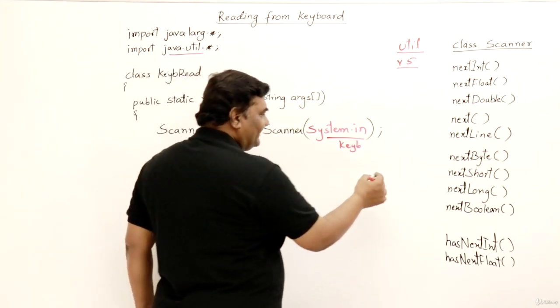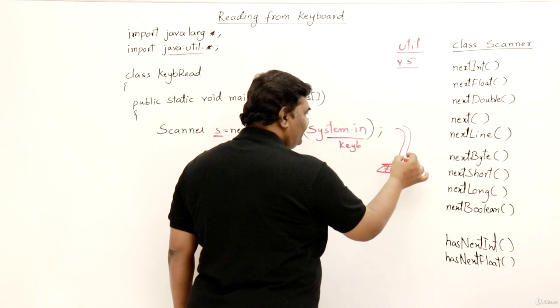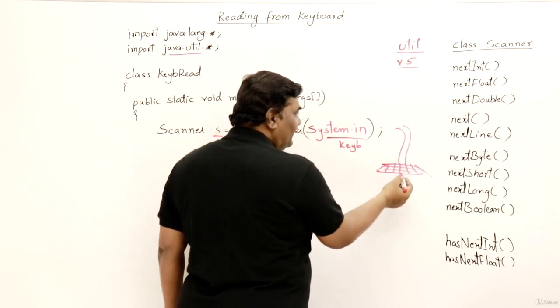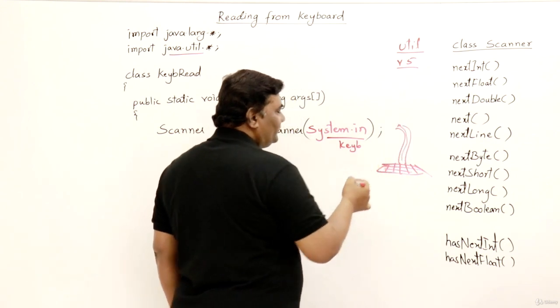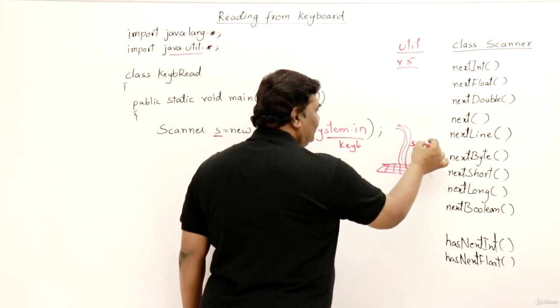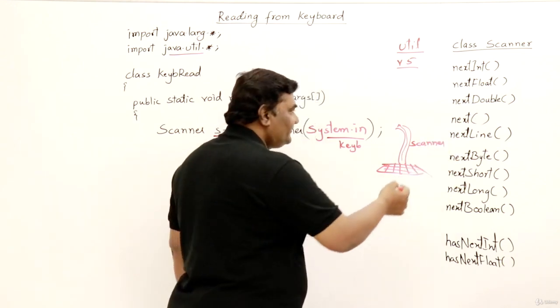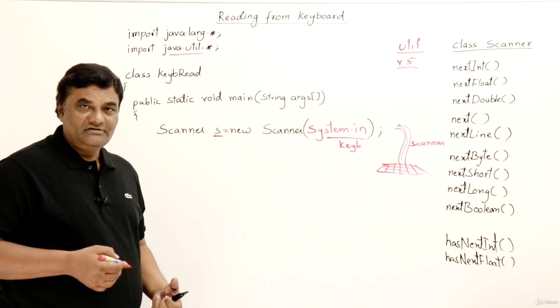Just imagine this is the keyboard. Now the Scanner object is a logical object, and this is assigned to it. Whatever you type in from here comes through this Scanner object to your program. So this is like a pipe that you have assigned to a keyboard. Scanner works as a pipe to read the data from the keyboard.